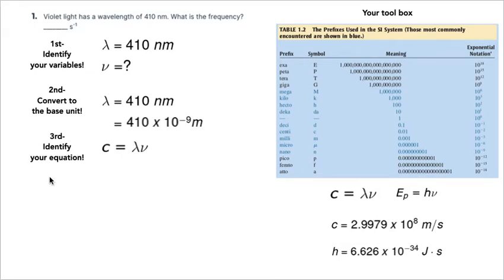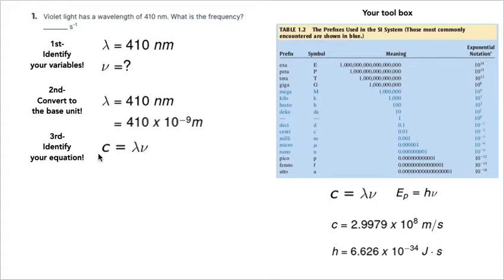The third thing I need to do is identify the equation I need to use. If I have lambda and I'm looking for frequency, I look at my two equations provided. Of course, this does not have lambda in it. It does have frequency, but I am not solving for energy. Here, this equation has lambda, we're solving for frequency, and we know C. C is the constant provided.